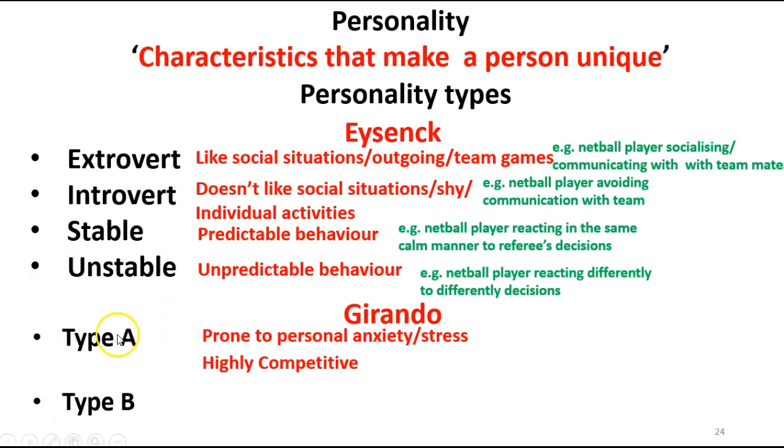So if somebody has a type A personality, they're prone to high personal anxiety or stress. Okay, those two things are absolutely vital. So personal anxiety, stress, you'll be credited for both of those. If you put them as a pair just to be safe, that'd be great.